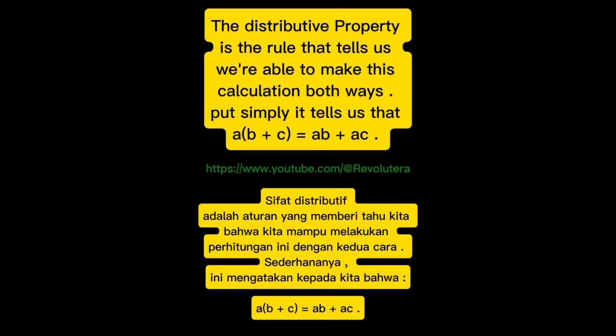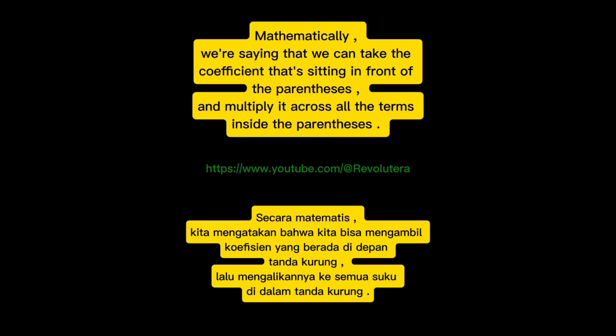The distributive property is the rule that tells us we are able to make this calculation both ways. Put simply, it tells us that A(B plus C) equals AB plus AC. Mathematically, we are saying that we can take the coefficient that's sitting in front of the parentheses, and multiply it across all the terms inside the parentheses.